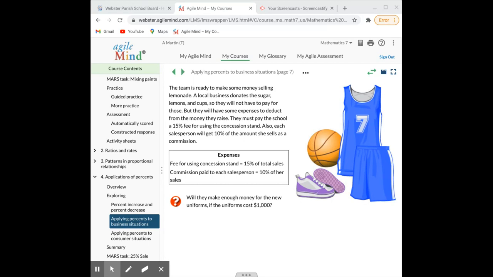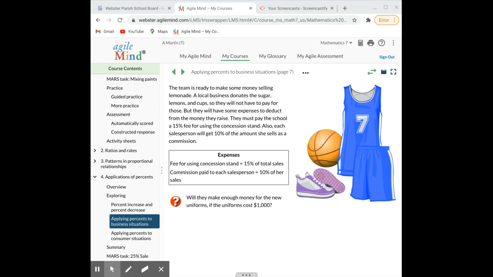The team is ready to make some money selling lemonade. A local business donates the sugar, lemons, and cups, so they do not have to pay for those. But they will have some expenses to deduct from the money they raise. They must pay the school a 15% fee for using the concession stand. Also, each salesperson will get 10% of the amount she sells as a commission.